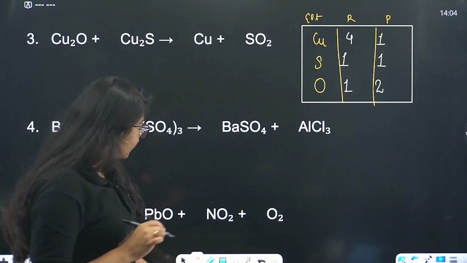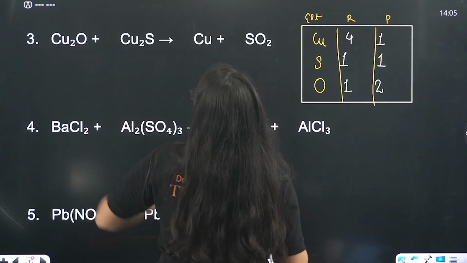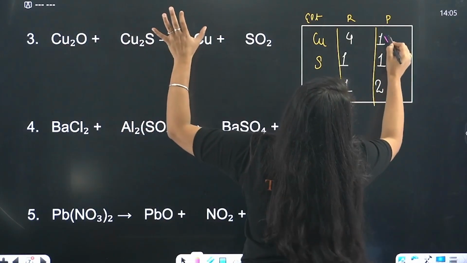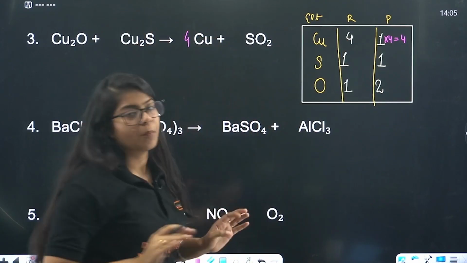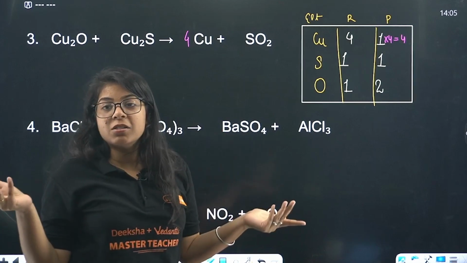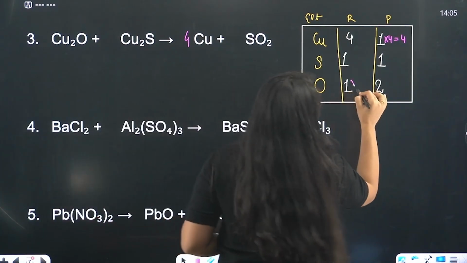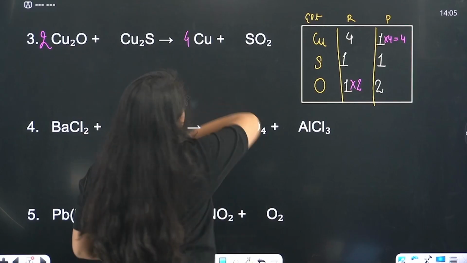So, what will we do? Ma'am, let's do it like this. Copper 2, I will just multiply this one with 4. So copper will become 4. Done and dusted, copper done. Sulfur is already balanced. Just balance oxygen. This is 2, so I will write 2 with oxygen. Done.